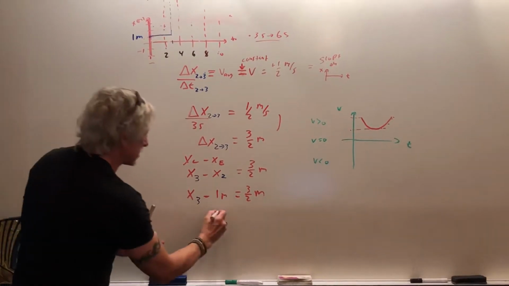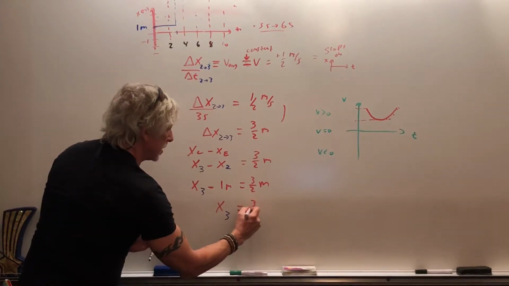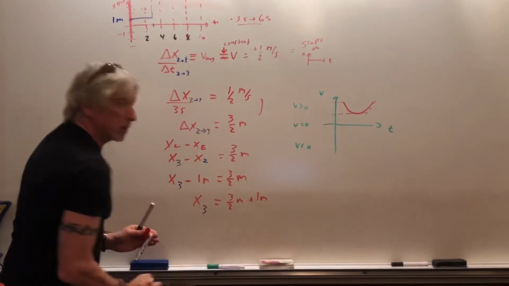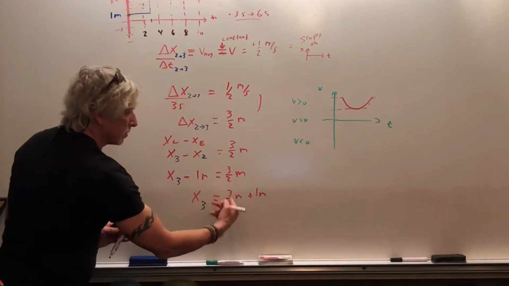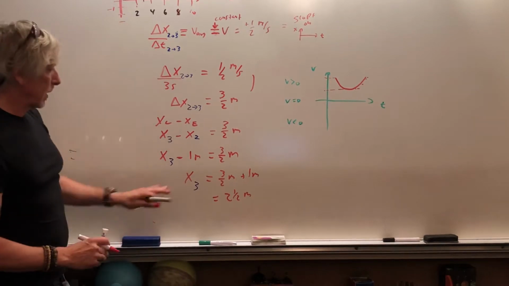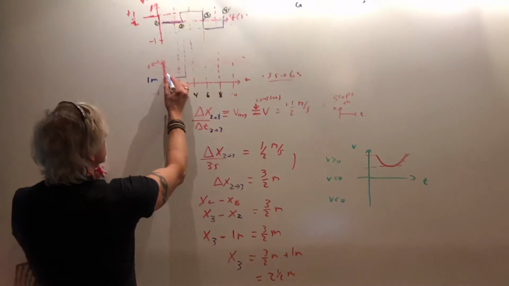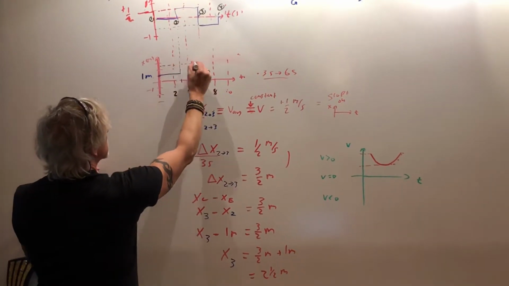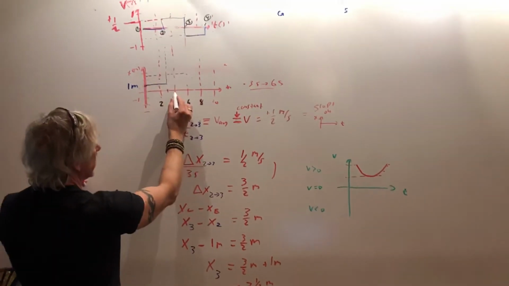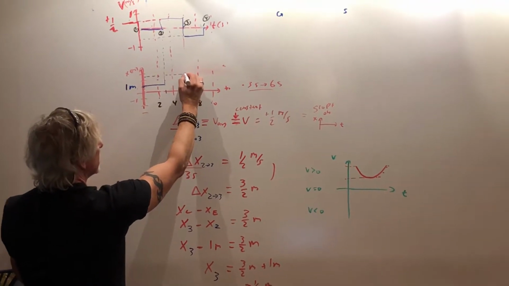Oh, that means that x3 is equal to 3/2 of a meter. Add that to the other side, plus 1 meter, which is equal to 1/2 plus 1, 2.5 meters. So I end up at not 1, not 2, but 2.5 meters after those 3 seconds. 1, 2, 3 seconds. I am here.